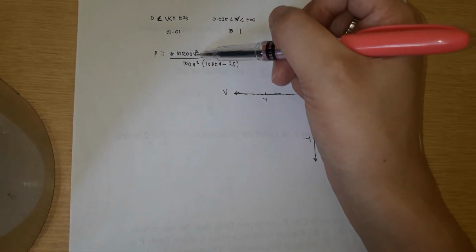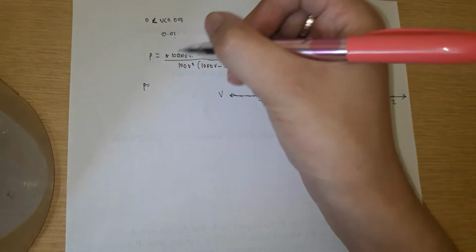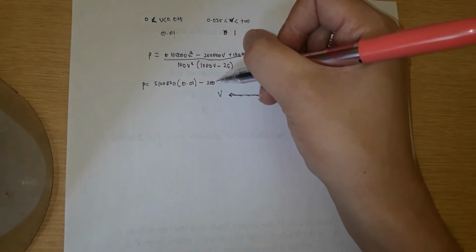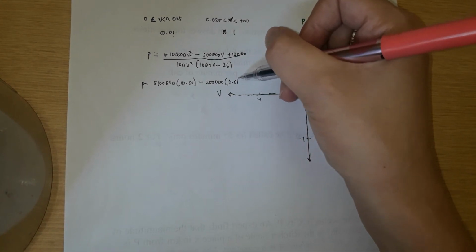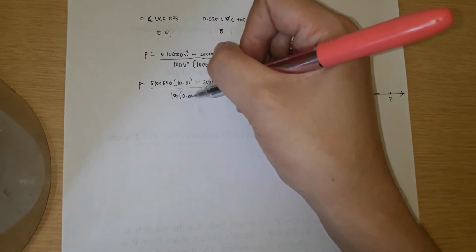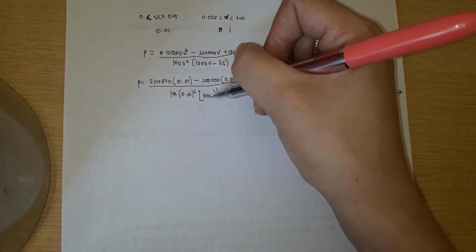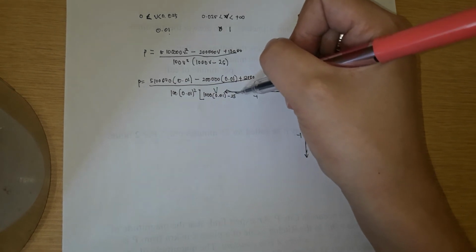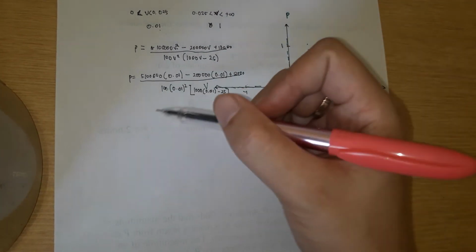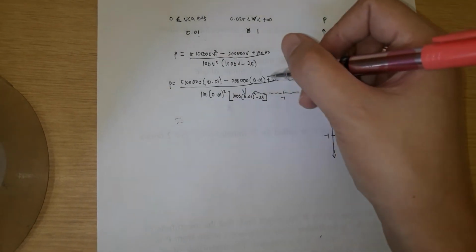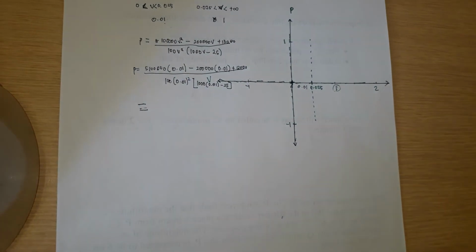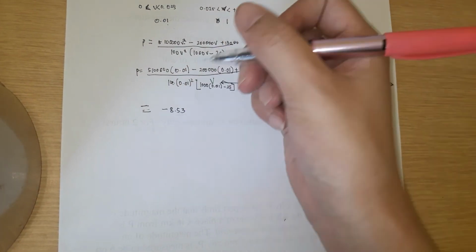The first thing you'll do is replace V with 0.01. So P is equal to 5,100,000 over 0.01 minus 200,000 times 0.01 plus 13,000 over 100 times 0.01 squared, times 1,000 times 0.01 minus 25. So you just replaced all the V with 0.01 to know if it is positive or negative. If you type this in the calculator, the answer is negative 8.53. So it means it is negative here.